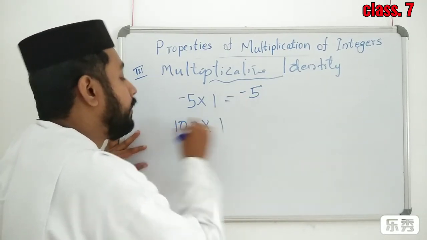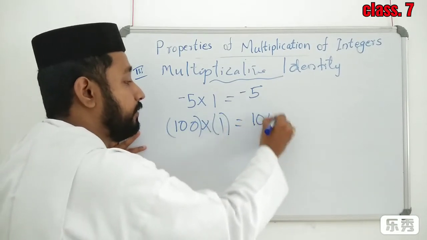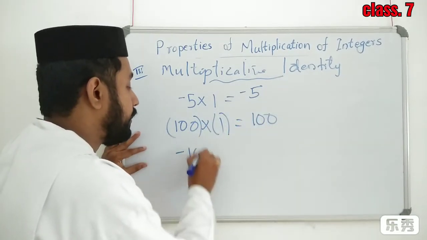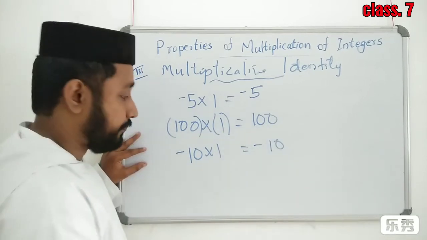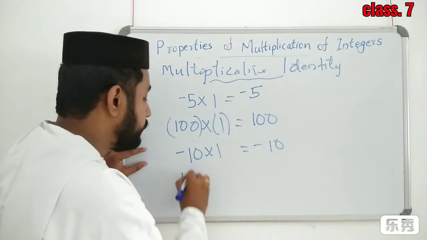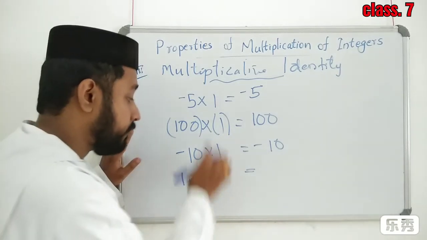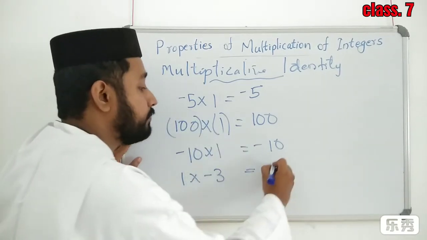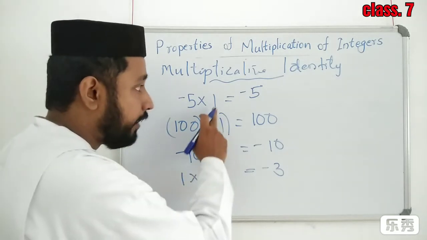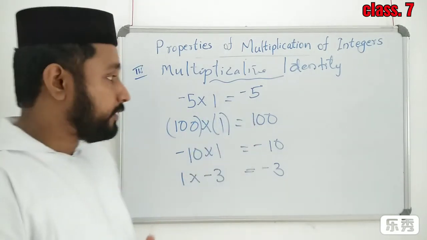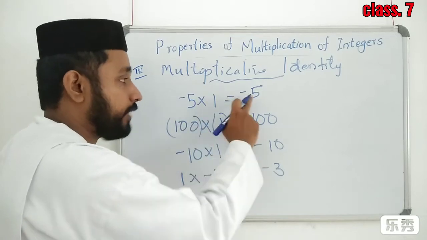100 into 1. What is the answer? 100. Minus 10 into 1. What is the answer? Minus 10. 1 into minus 3. What is the answer? Answer is minus 3. So, when we multiply an integer with 1, we will get the same integer.